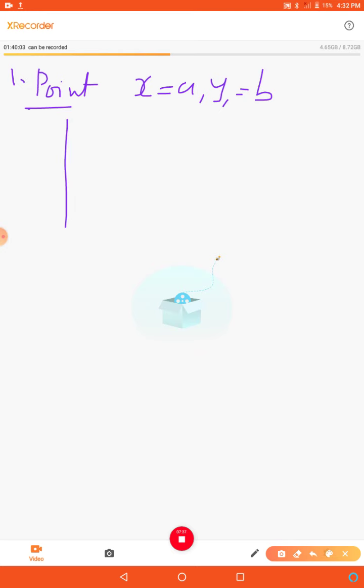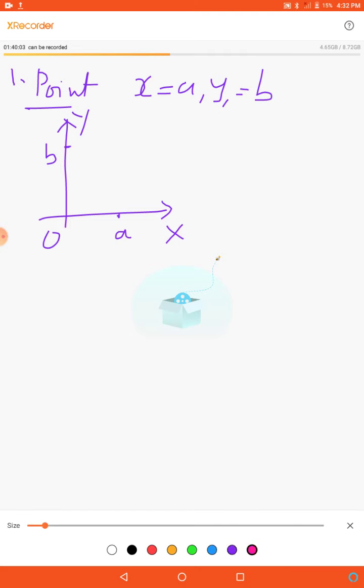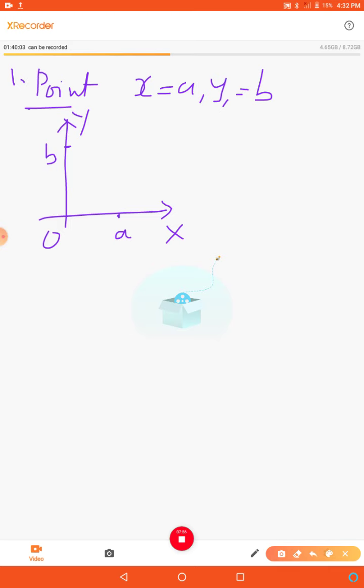So we have the x-axis and the y-axis. This is the x-axis, this is the y-axis, this is the origin. On the x-axis it is a, somewhere here, and on the y-axis it is b. If you draw a dotted line from a, parallel to the y-axis, and again from b draw a dotted line parallel to the x-axis, they will meet at some point. This point I will call p. That represents a comma b. So a point is represented by a comma b, x comma y.